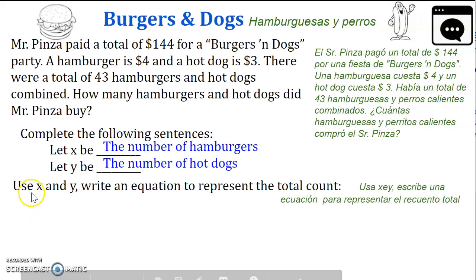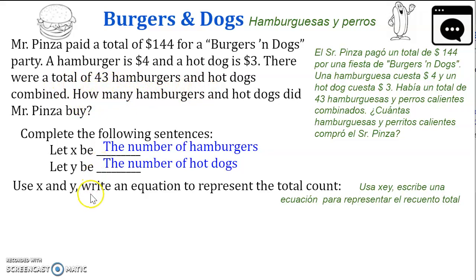Then we need to use the x and y that we have just defined and write an equation to represent the total count. The total count, you go from this sentence right here. He paid the total count. How many did he buy? Okay, so that's this sentence. "There were a total of" should be making you think about the addition operation. Remember, total of 43 hamburgers and hot dogs combined.